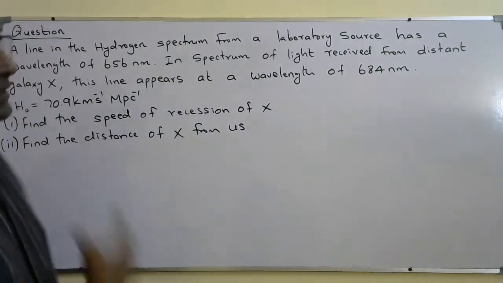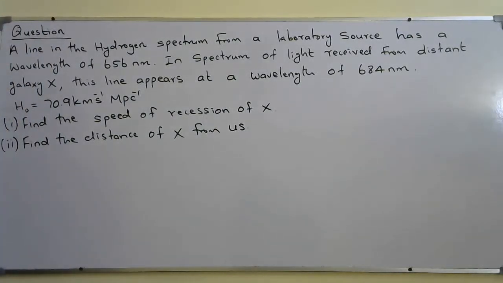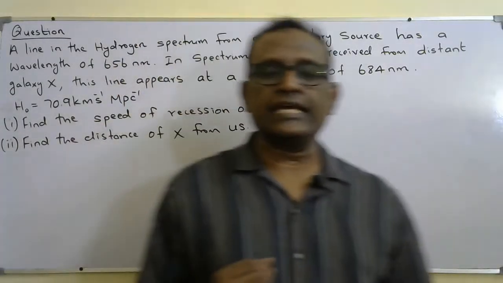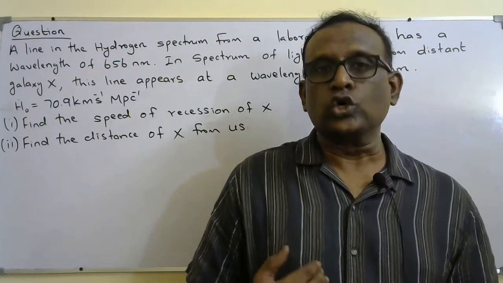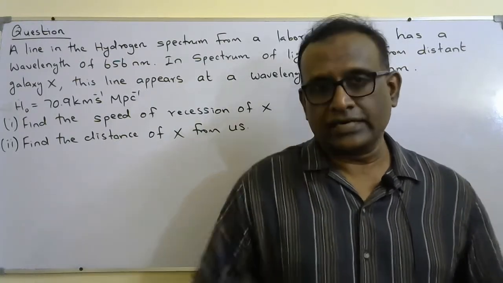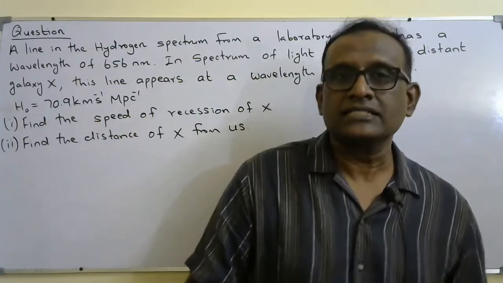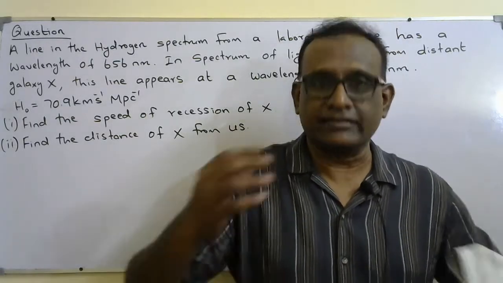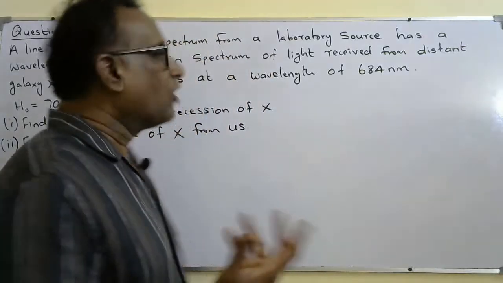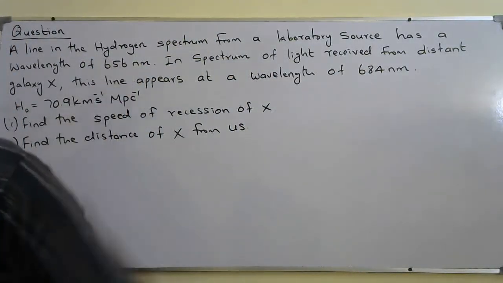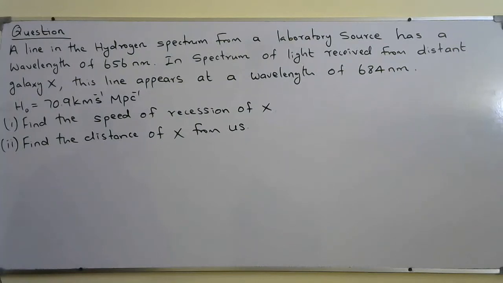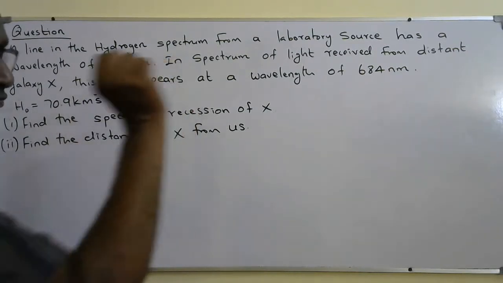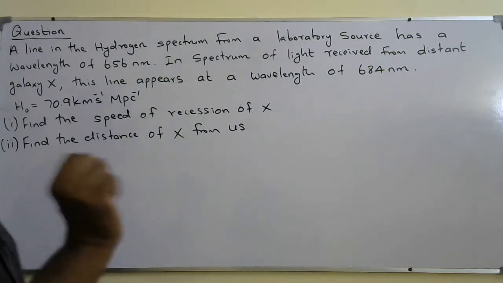Okay, there could be a question like this. A line in the hydrogen spectrum from a laboratory source has a wavelength of 656 nanometers. So that's the actual wavelength. In a laboratory source, or we can say in our own galaxy, there is no relative motion. All stars are at rest relative to us because our galaxy is at rest relative to us. Or we can say that is the wavelength measured from the laboratory. So there is no relative motion in the laboratory. So that is the actual wavelength of that particular line of hydrogen.